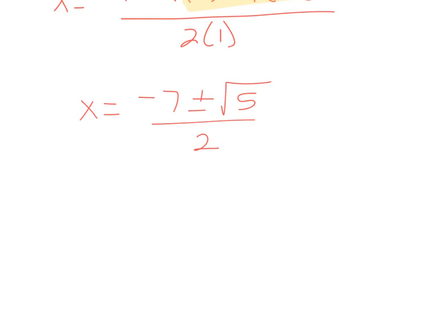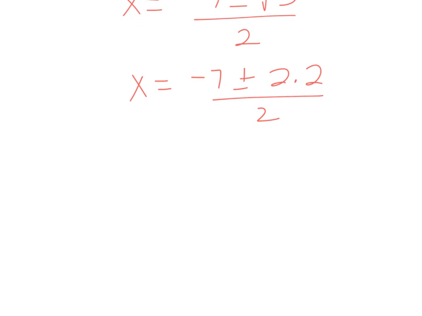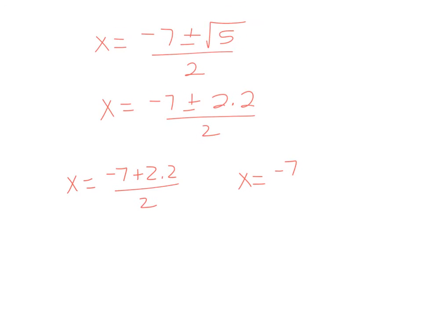So now I'm going to type the square root of 5 into my calculator. Again, hit that double arrow above the enter if you need a decimal answer. I've got negative 7 plus or minus 2.2, divided by 2. Okay, so now I'm going to break it up: negative 7 plus 2.2 divided by 2, and negative 7 minus 2.2 divided by 2. So again, remember, we're just breaking up that plus and minus into 2 separate parts, okay?